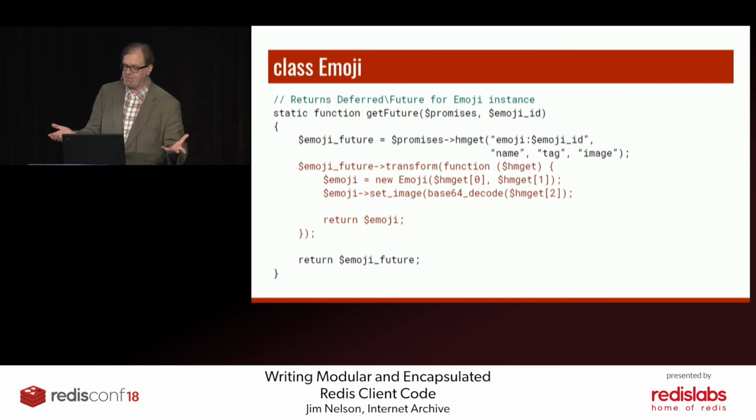Again, we have an emoji object. And here we can perform all the operations that are needed to initialize the emoji object out of Redis, getting its name, getting its tag, decoding the image, associating the image with the object. And then that future is now returning an emoji object rather than a bunch of strings.